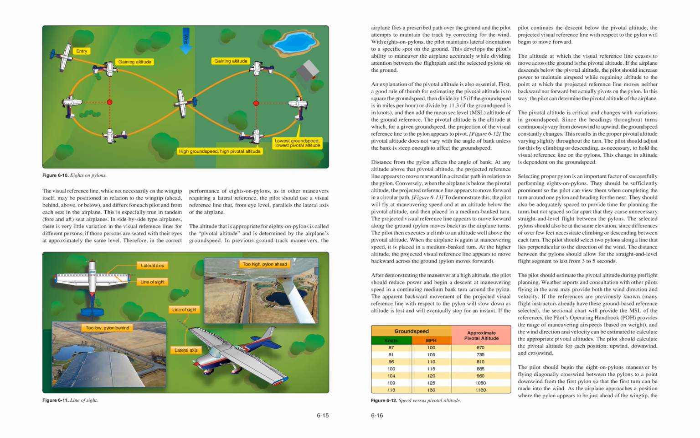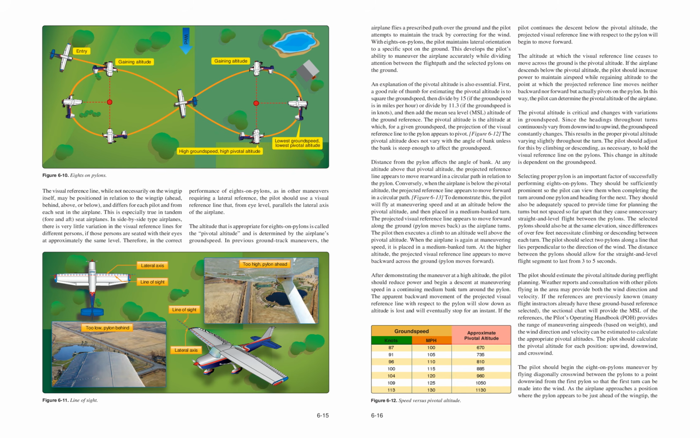Figure 6-13. To demonstrate this, the pilot will fly at maneuvering speed and at an altitude below the pivotal altitude, and then be placed in a medium bank turn. The projected visual reference line appears to move forward along the ground, and the pylon moves back, as the airplane turns. The pilot then executes a climb to an altitude well above the pivotal altitude. When the airplane is again at maneuvering speed, it is placed in a medium bank turn. At the higher altitude, the projected visual reference line appears to move backward across the ground, and the pylon moves forward.